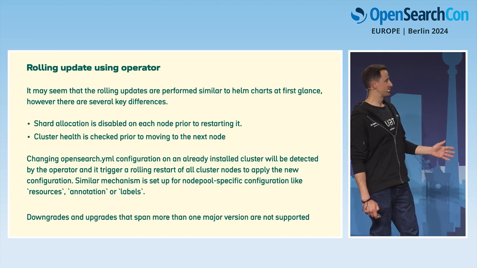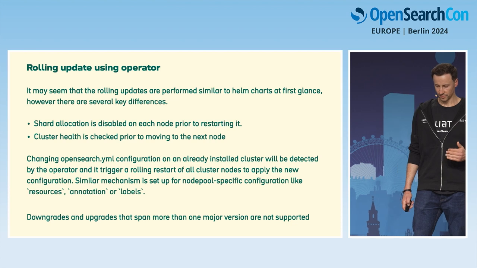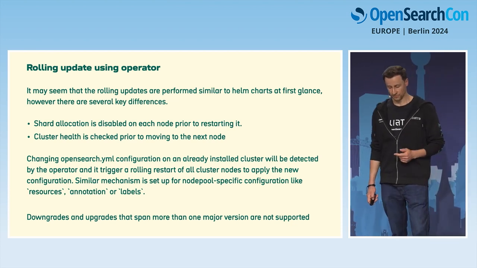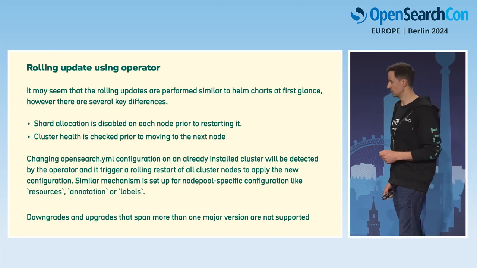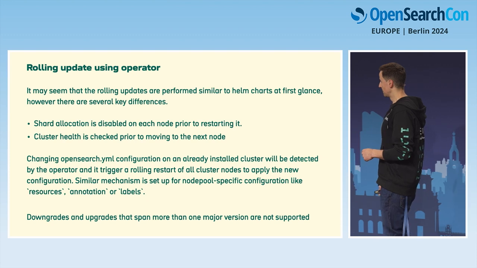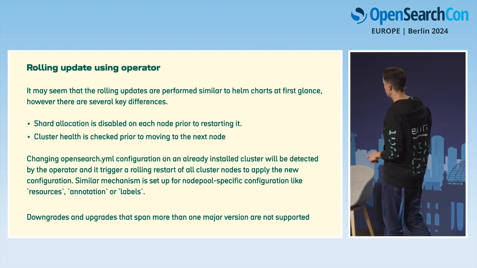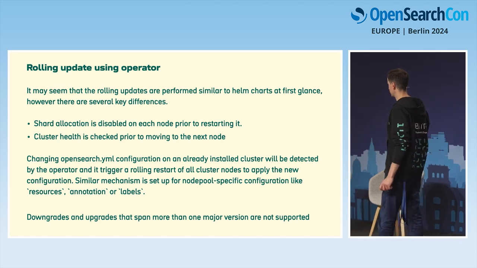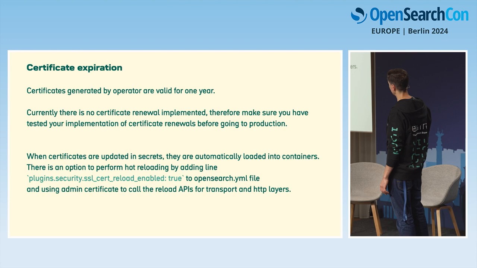Changing the OpenSearch YAML configuration on an already installed cluster will trigger a rolling restart on all the nodes and apply the new configuration. The same applies to any annotations, resources, labels and so on. A little caveat at the bottom: downgrades that span more than one major version are not supported. It could leave your cluster in a very unhealthy state.